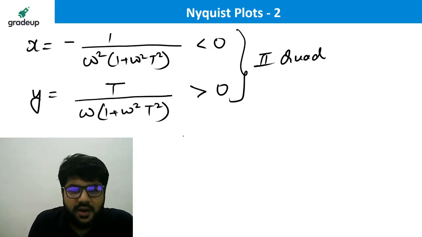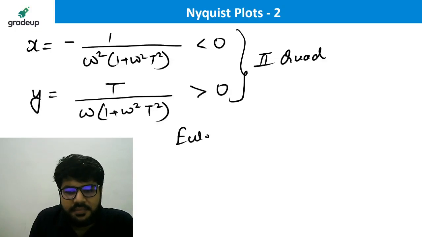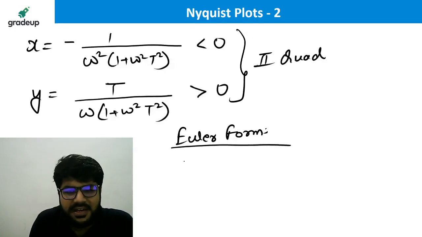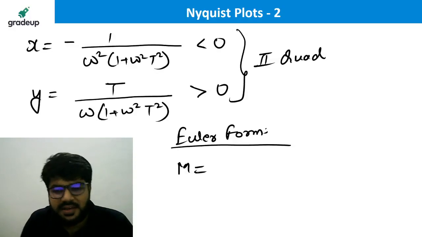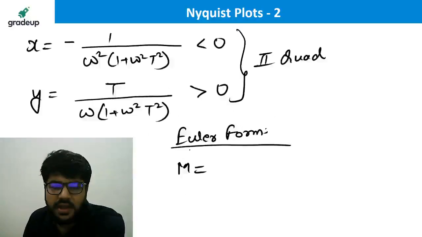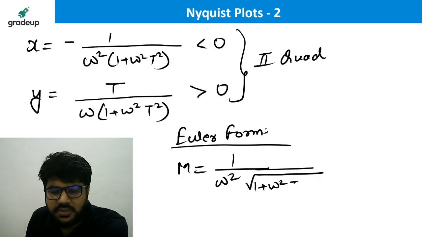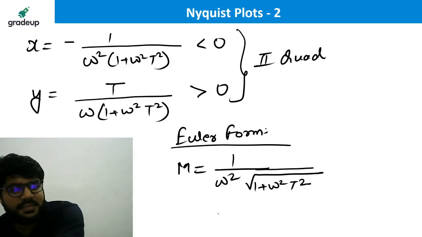Now, apart from that, let me calculate the Euler form. For Euler form, I need the magnitude and phase. What is the magnitude of this complex number? 1 upon omega square, and the magnitude of 1 plus j omega t is written as under root of 1 plus omega square t square. That is the magnitude form.